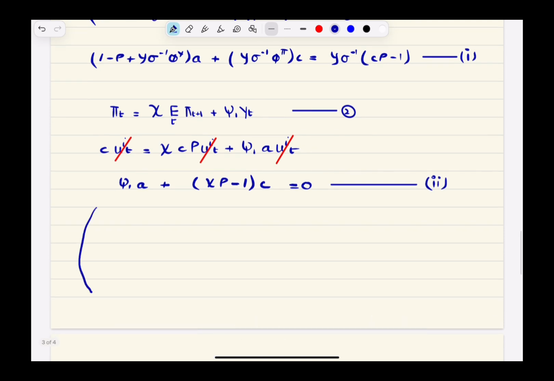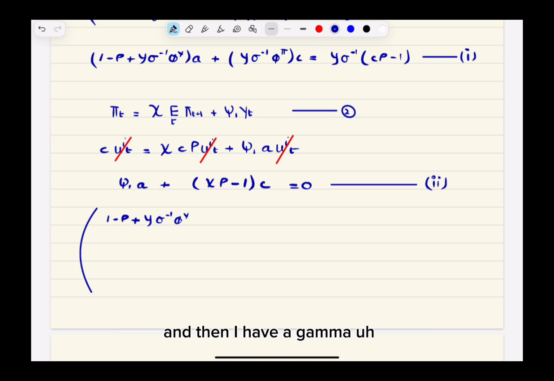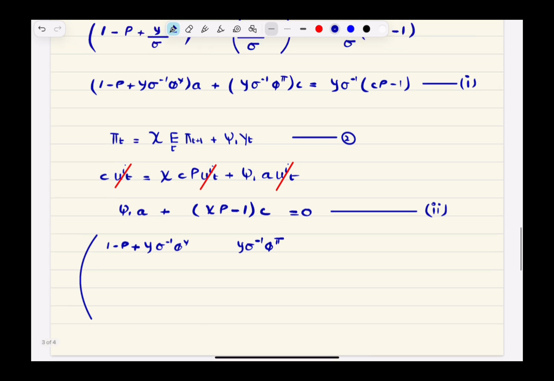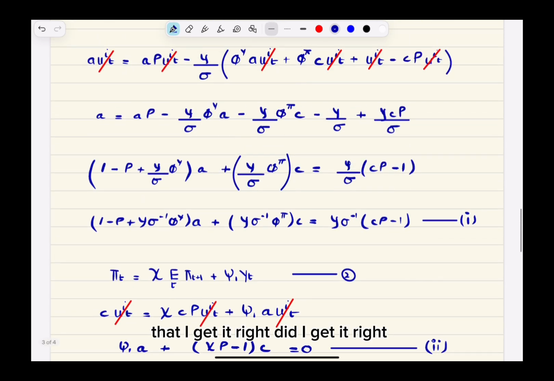Let's do it. I have a 1 minus rho plus gamma, the inverse of sigma, coefficient of output, right? And then I have a gamma inverse of the sigma, and inflation. Did I write it right? Yeah. A and C. Did I get it right?